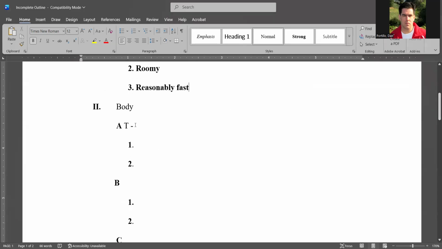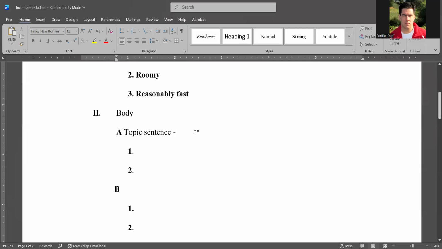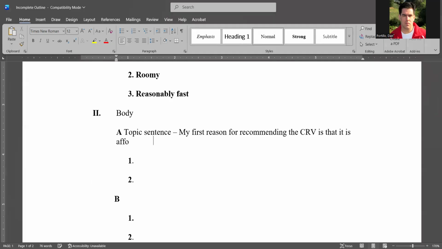Each body paragraph has first a topic sentence. And so since my first main idea was that it is affordable, that would be my first topic sentence. I would say something like this. My first reason for recommending the CRV is that it is affordable.